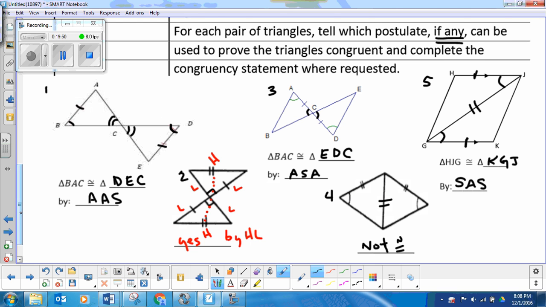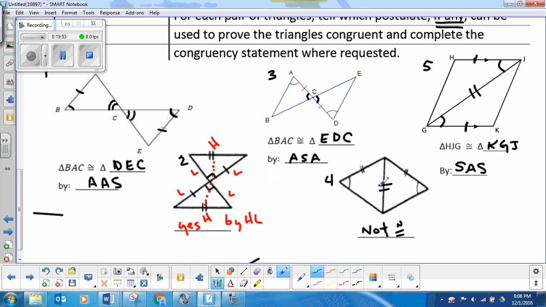For number 4, you can see that I have a shared side, and that's nice and all, but I don't have a postulate called the ASS postulate. There are no bad words in math, so we don't use the ASS postulate, so this would not be congruent. So make sure you mark these sides, say the letters out loud as you're walking through the path. If you don't find a postulate that fits, then you know you don't have congruency.